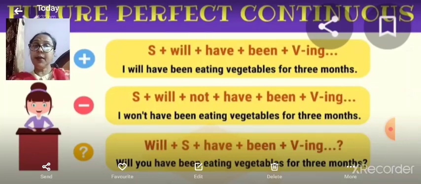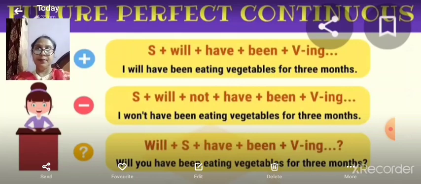It is perfect because we are expecting it in the future, and continuous because it is in continuous motion in the future. That is why this is future perfect continuous tense. Now let's talk about the formation of future perfect continuous tense.